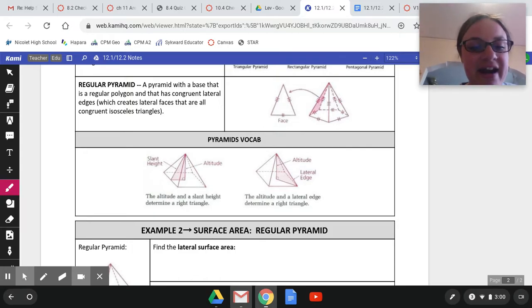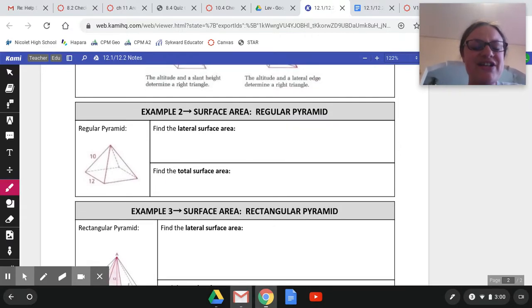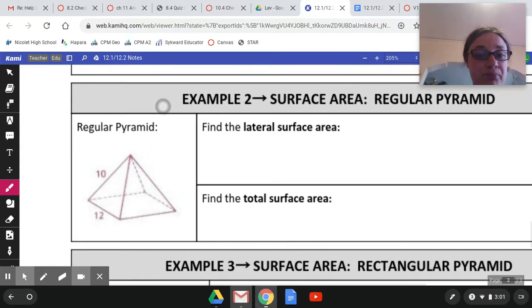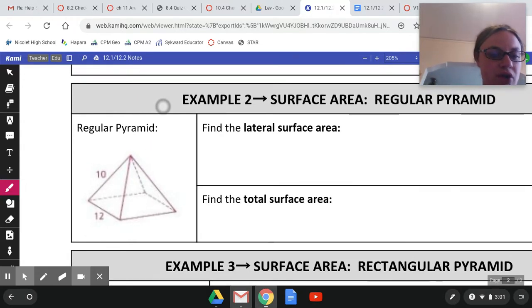So let's dive right into some examples of finding surface area with pyramids. In order to find the lateral surface area, the first thing that you want to do is find the base and the slant height of your sides. Since I am given that this is a regular pyramid, I know that all of these sides of the base are congruent here, and these are all isosceles triangles going up.